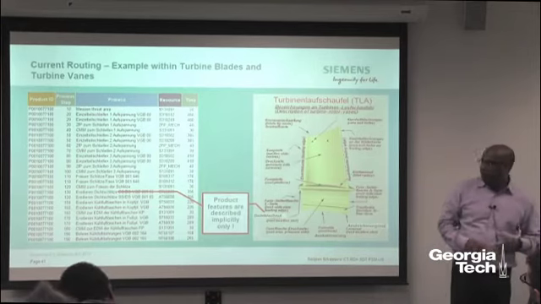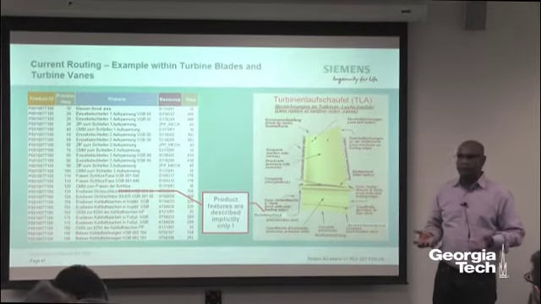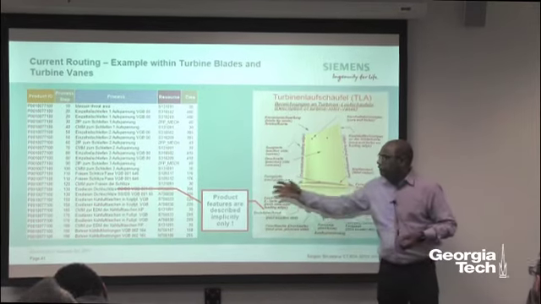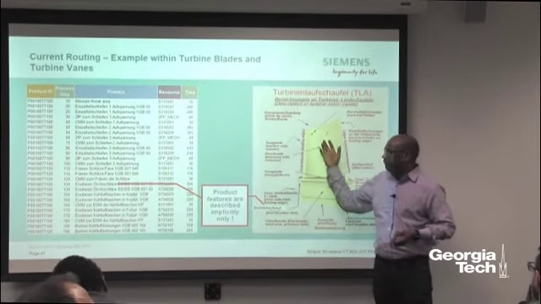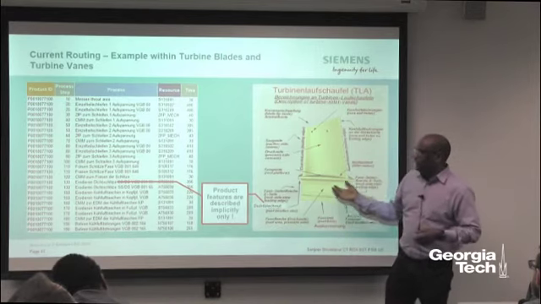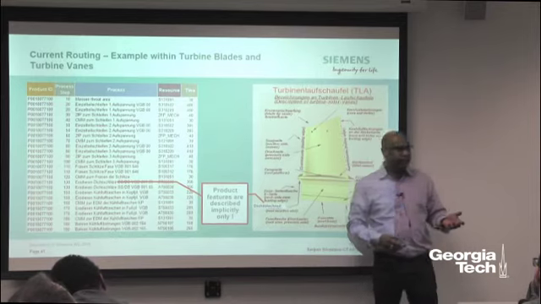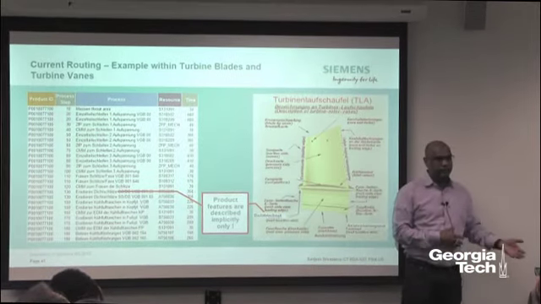So the problem is, can we somehow automate this process? If we have a lot of data about how a turbine blade with certain manufacturing features was manufactured in the past, can we learn from that and automatically generate the bill of process given new sets of requirements?